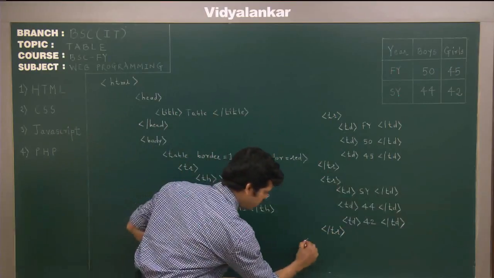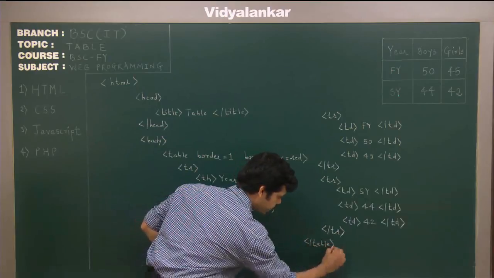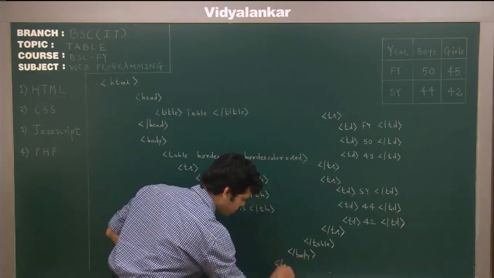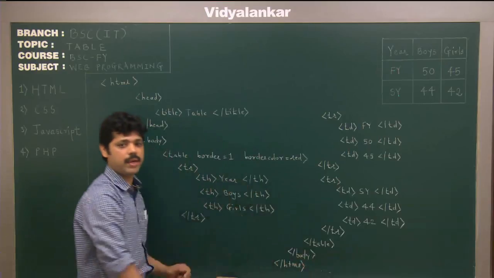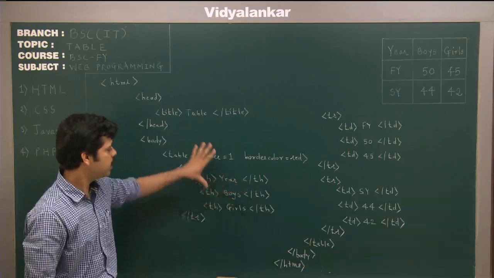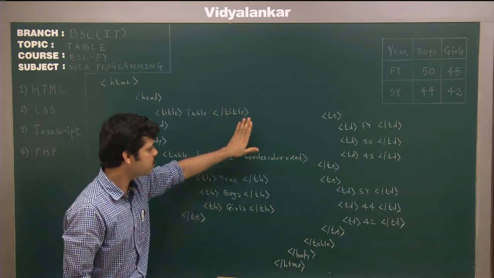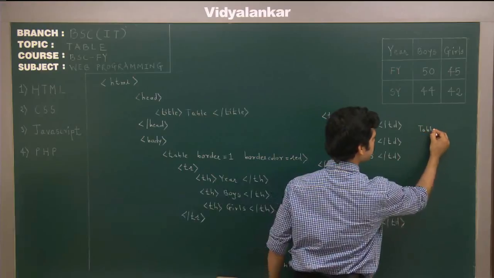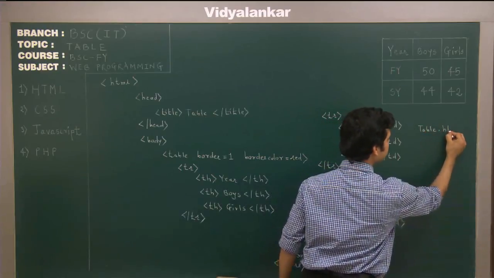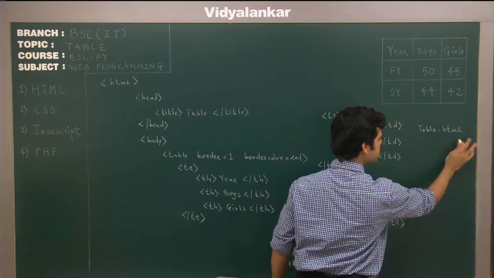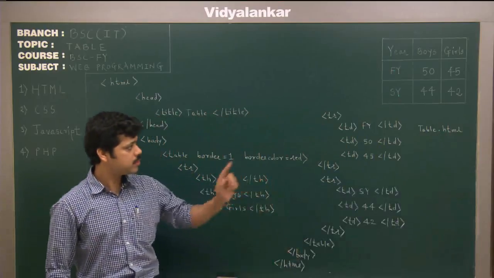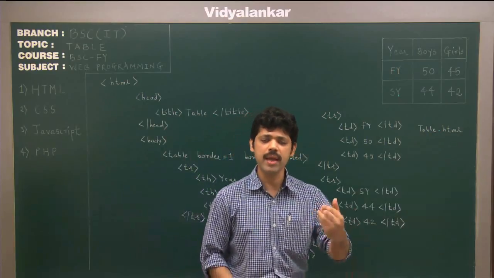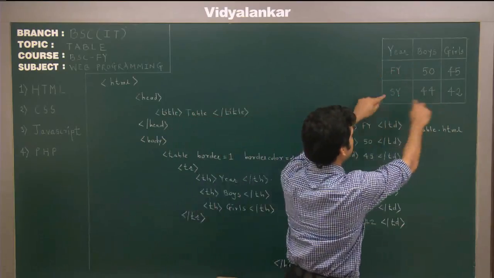Start table, you need to close this table. You need to close this body tag, and you need to close the HTML tag. So when you write this program in Notepad, you have to save this program with the .html extension. Say you store this program as table.html, and open this program in any web browser, Internet Explorer, Mozilla Firefox, Google Chrome. In any web browser, you will see this table.